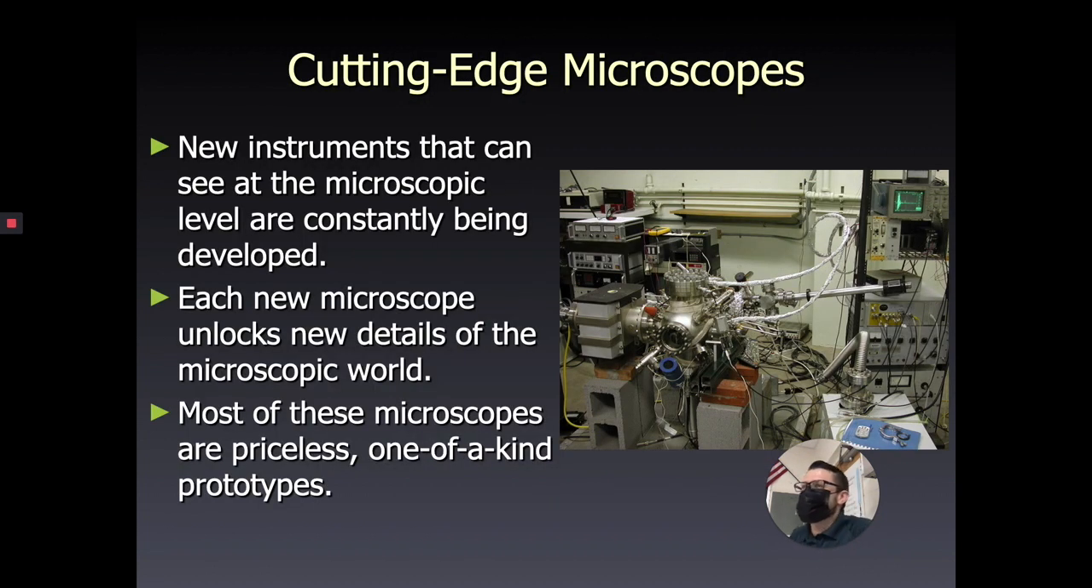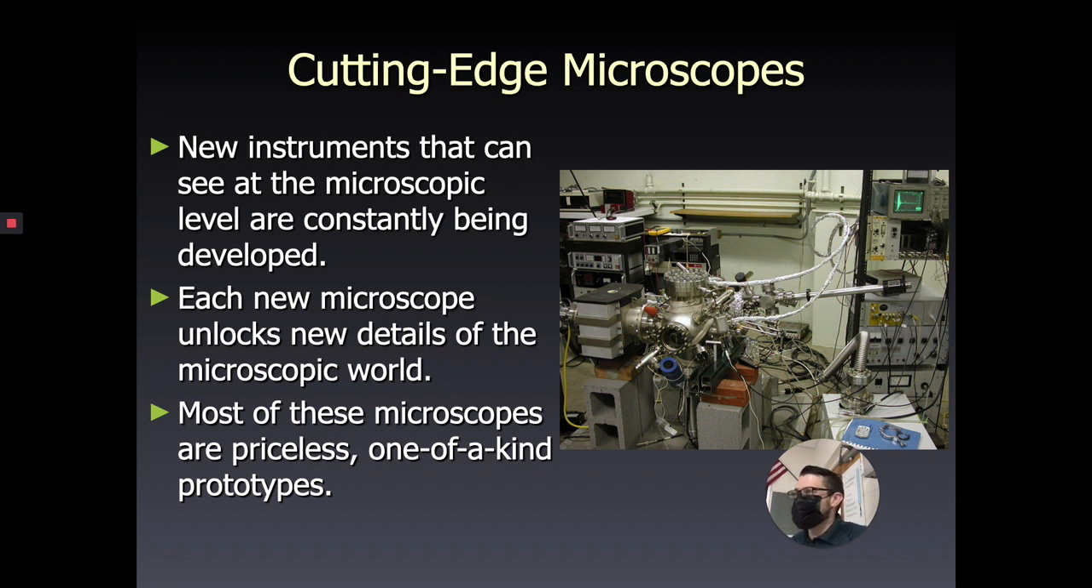The final thing to consider is that scientists are constantly pushing technology into new directions. So we can have what we would call the cutting edge microscopes. These are microscopes that are new ways to visualize things at a microscopic level. This is where scientists are thinking outside of the box. This is where they're thinking, well, what's another way I can look at this very, very tiny thing? What method is out there that we haven't invented yet? These are often one-of-a-kind, priceless prototypes. So these are new inventions that may only exist in one place in the world.